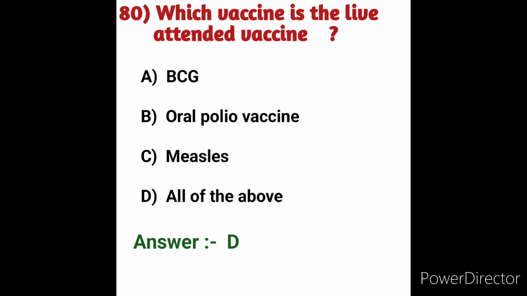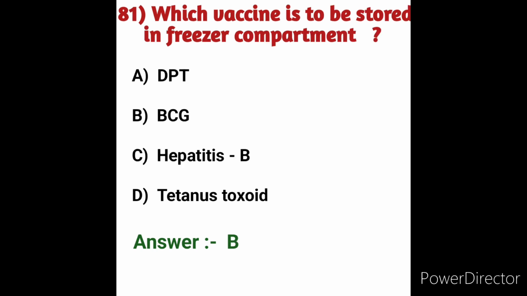Question number 81. Which vaccine is to be stored in the freezer compartment? Option A DPT, option B BCG, option C hepatitis B, option D TT, tetanus toxoid. In the freezer compartment we store option B, BCG vaccine. It is given at birth or within 28 days for tuberculosis. Option B is the correct answer, BCG.